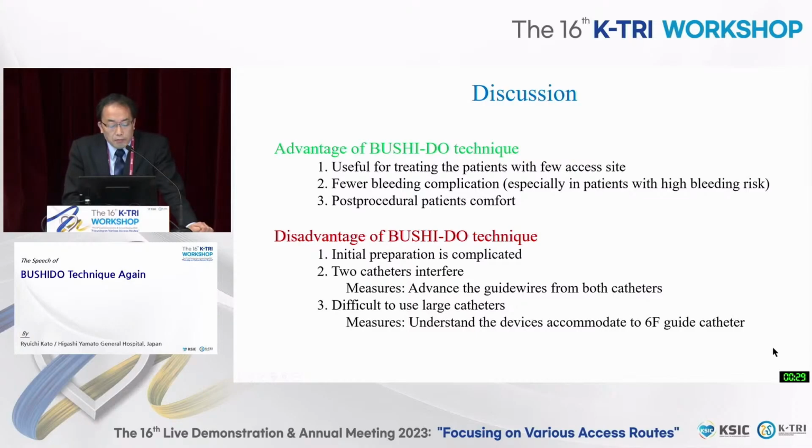So in discussion, the advantage of this technique is that it is useful for treating patients with few access sites, and it has fewer bleeding complications and better post-procedure patient comfort. But the disadvantage of this technique is that the initial preparation is complicated, as you can see. The catheters interfere, so we have to advance the guide wires from both catheters. It is also difficult to use large catheters because of the same approach site.